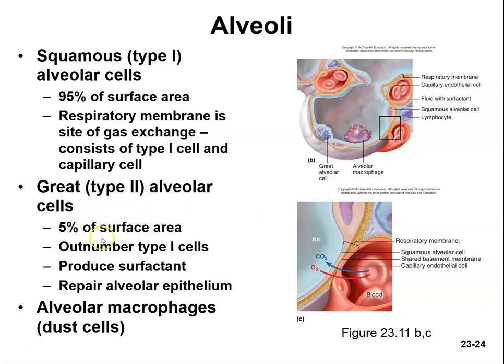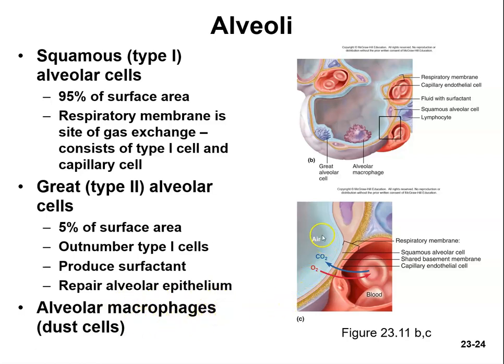Type 2 alveolar cells are 5% of the surface area. They outnumber type 1 cells. They produce a surfactant, which is important in the lining of the lungs so you can breathe without pain. They repair the alveolar epithelium. And then there are also alveolar macrophages, which are dust cells that help get rid of dust and bacteria and anything that macrophages want to gobble. Remember, macrophages are our second line of defense. Not selective, okay, anything that comes in there, macrophages will gobble up.